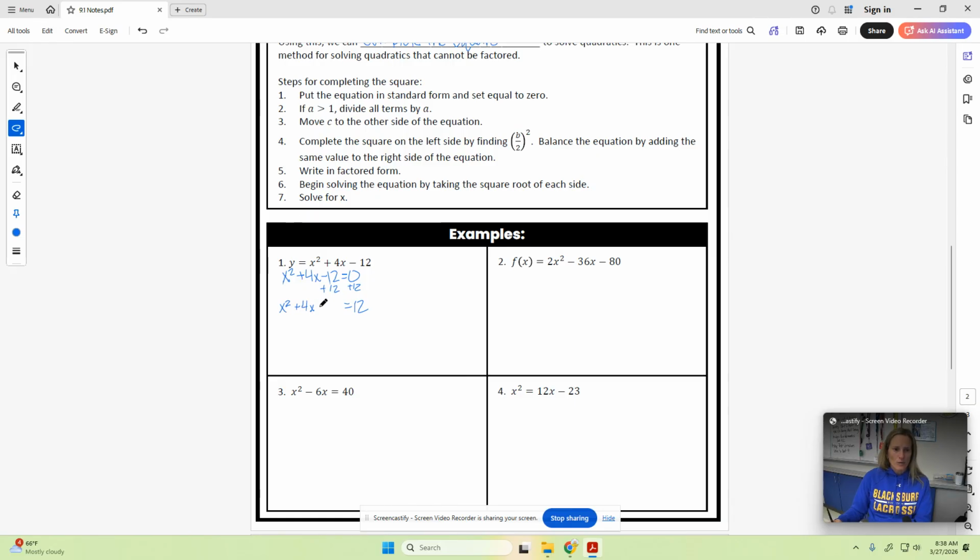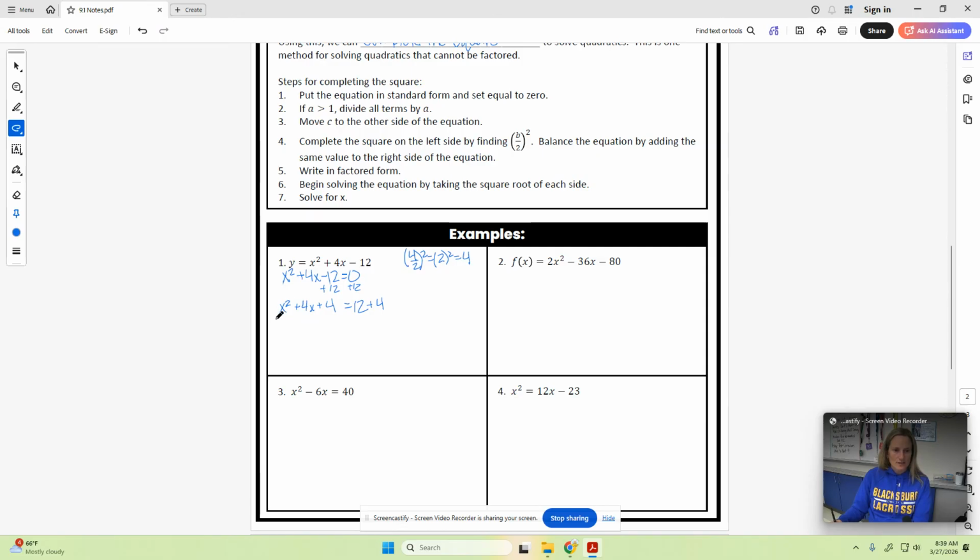So I need to figure out what I need to add here to put it in that format. To do that, I take my b value, so 4, I'm going to write this right here, I divide it by 2, and then I square it. So 4 divided by 2 is 2, and 2 squared is 4. So I'm going to add 4 to both sides, because I can do anything I want to an equation as long as I do it on both sides.